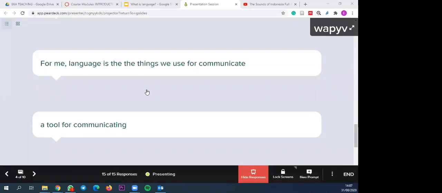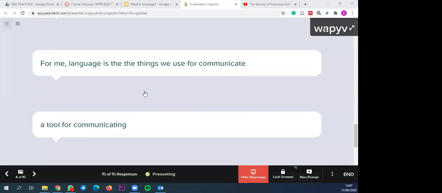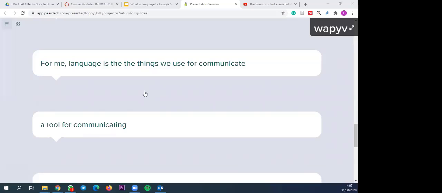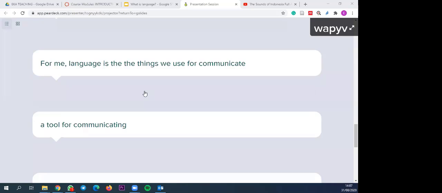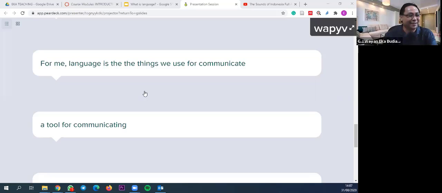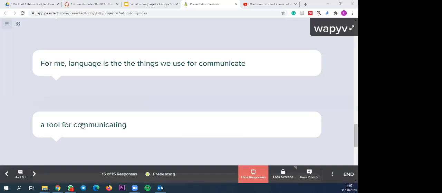No, sir. If we don't understand the language, we try another way to speak, but it's still language. If not, there will be another way. So in this case, gesture helps you to communicate. The point is, the message is delivered. Okay, good, a tool for communicating.